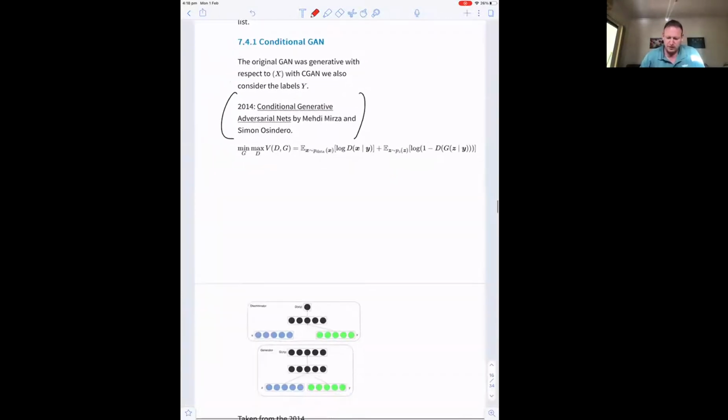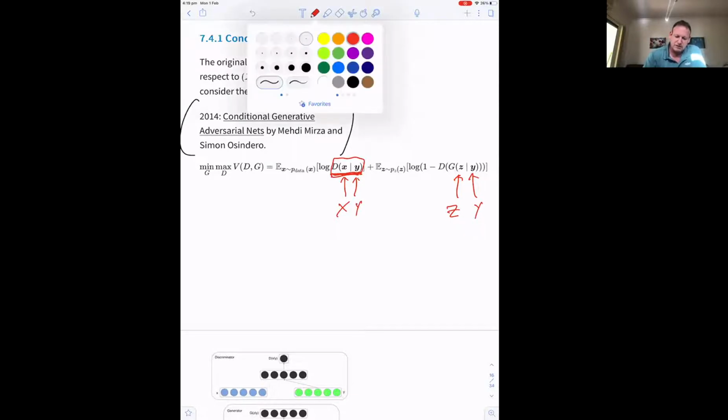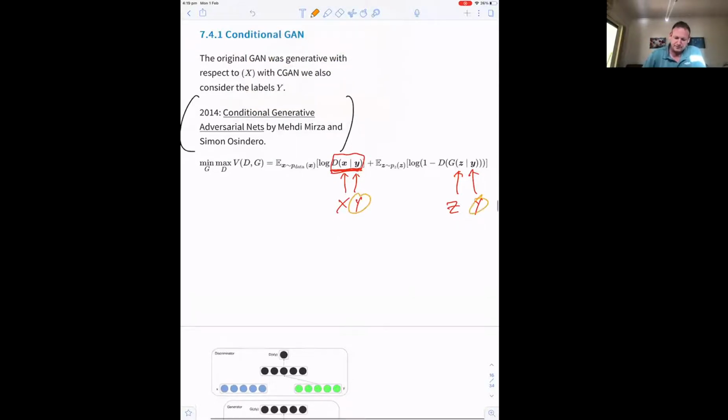And this is how it works. So our discriminator is now not just going to be a function of X, it's going to be a function of X and Y. This is not a conditional probability. This is just signifying the discriminator is a function of X and Y. And the generator is not only going to be a function of the latent space variable Z, it's also going to be a function of the latent Y. So it's the addition of this Y term, okay?